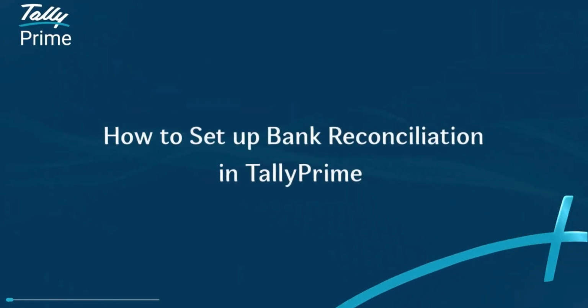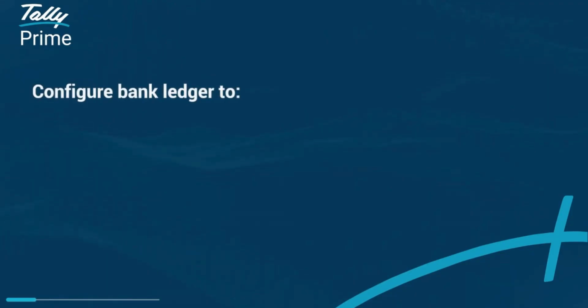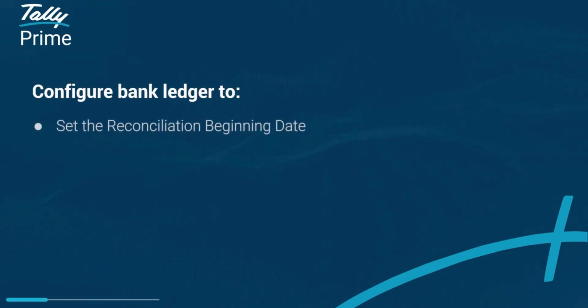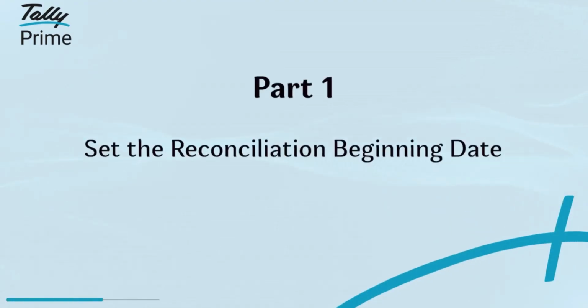This video will teach you how to set up bank reconciliation in TallyPrime. If you are doing reconciliation for the first time, configure your bank ledger with the reconciliation beginning date and opening BRS before reconciling. The default reconciliation beginning date is the first day of the current financial year, but you can change it to your preferred date. Transactions that remain unreconciled before the reconciliation beginning date will not be included in the bank reconciliation reports until you add them. Let's see how you can set the reconciliation beginning date.